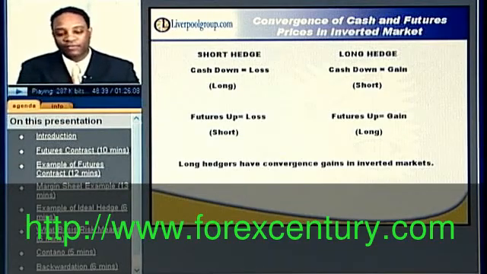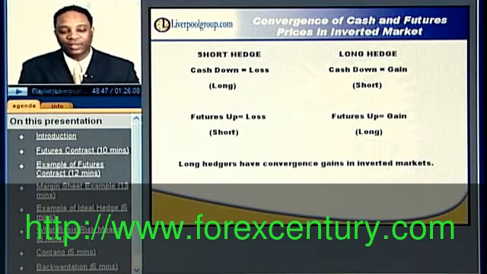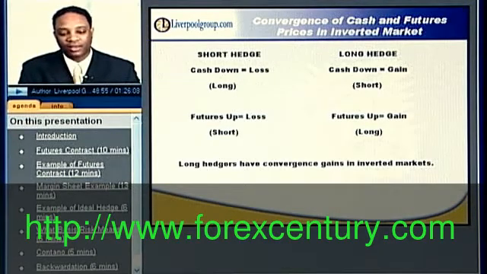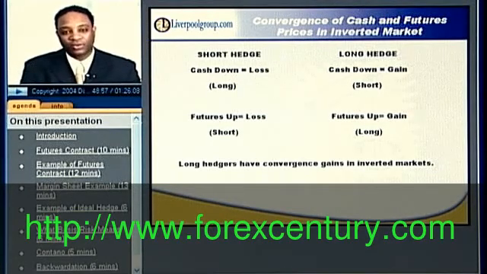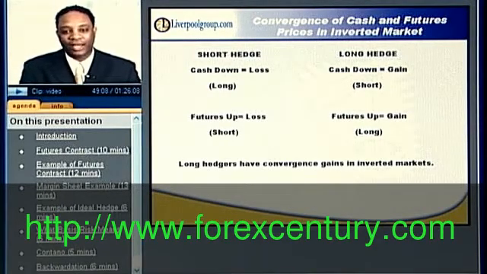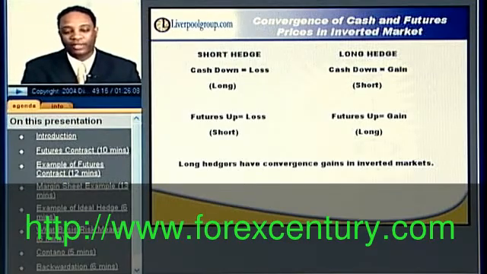So during inverted markets, we see that futures operates completely on its head. Those people who are short during inverted markets tend to be losers. The cash is down. When they were long cash, they made losses. The futures are up, so they made losses, and the short hedgers just don't have any chance of profiting in this marketplace. And so it's very good to know the fundamentals of what's happening here and where you can profit.